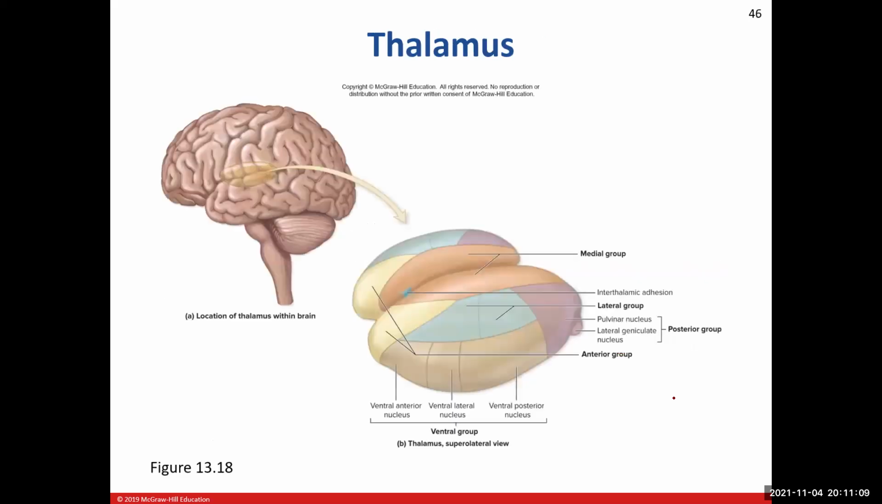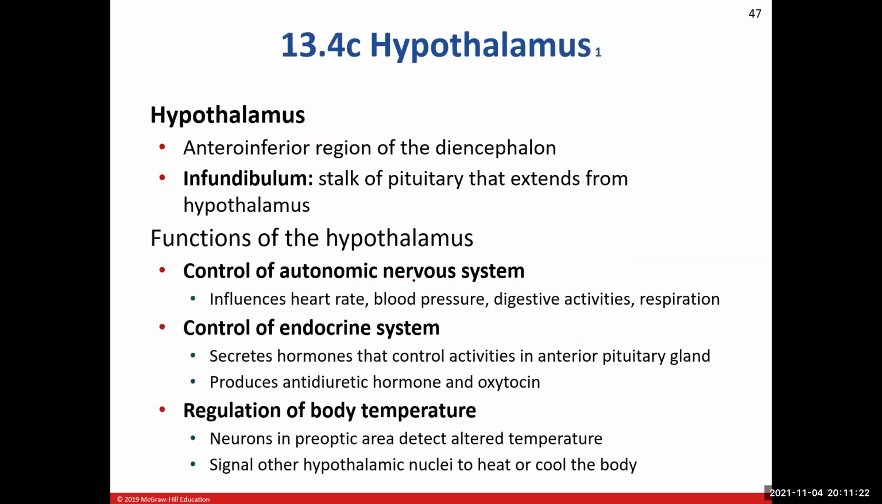Here's a nice picture of the thalamus, two oval structures. They make up the lateral boundaries to your third ventricle, and in between we have a little connection between those two thalami. The last part of the diencephalon is the hypothalamus. The hypothalamus is located just below, or inferior, and somewhat anterior to the thalamus. It has a physical connection to the pituitary gland, and we call that the infundibulum.